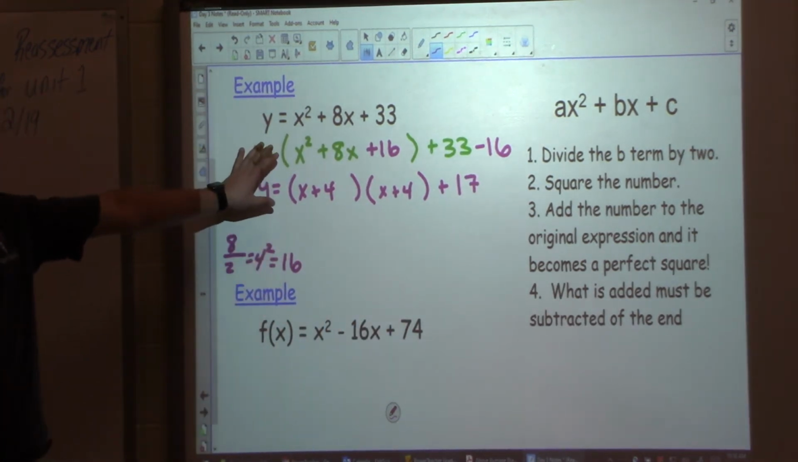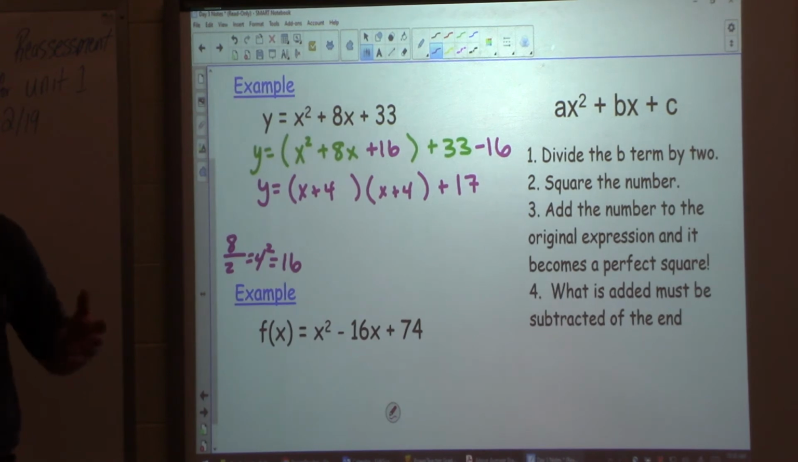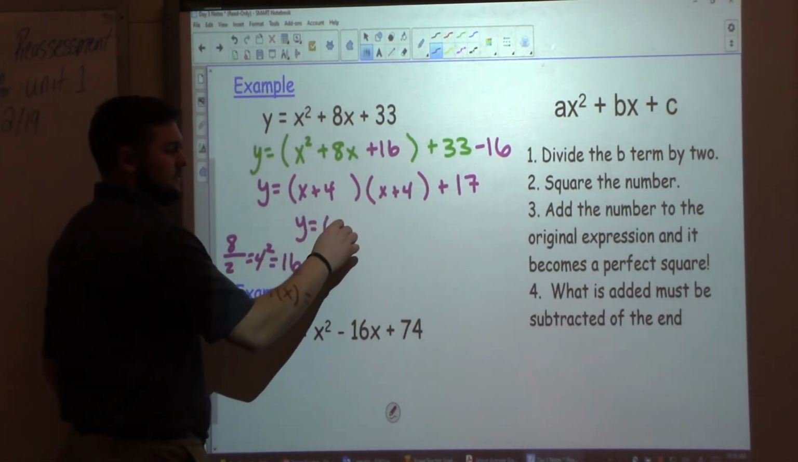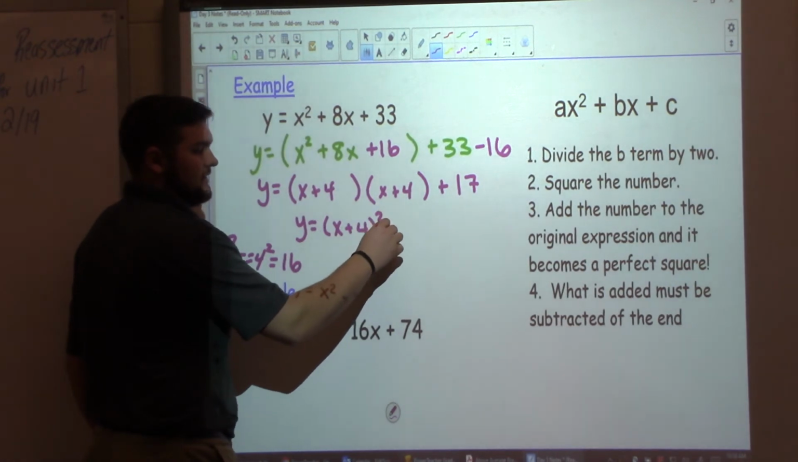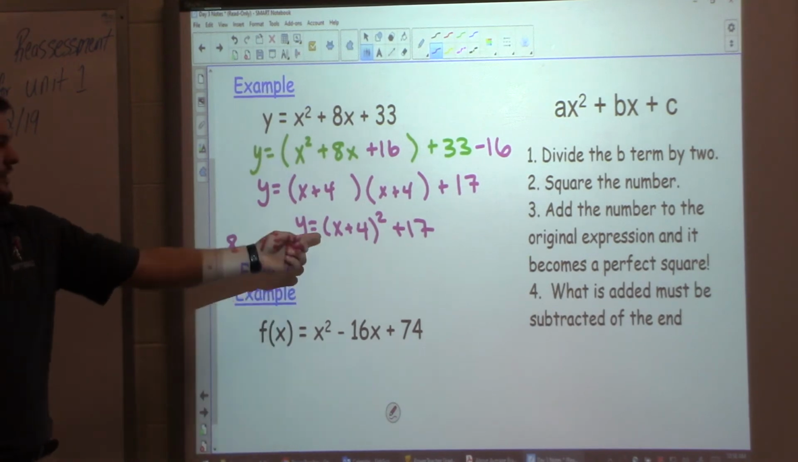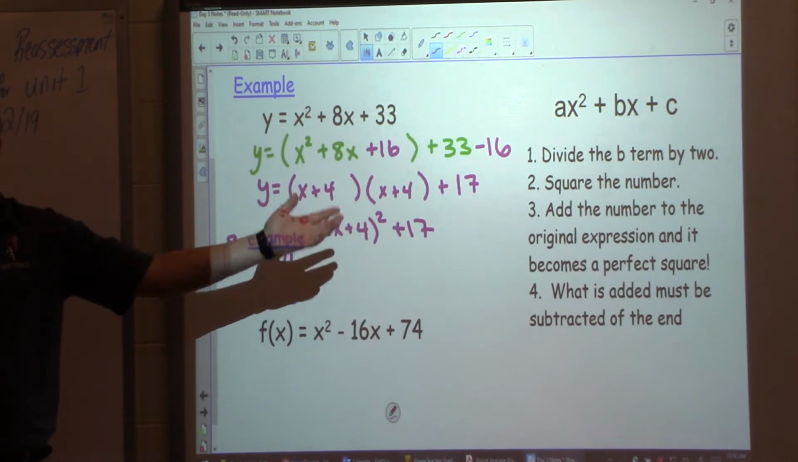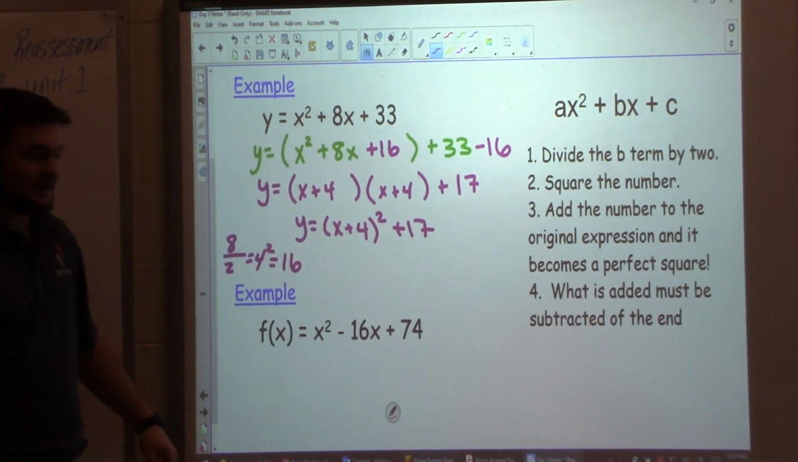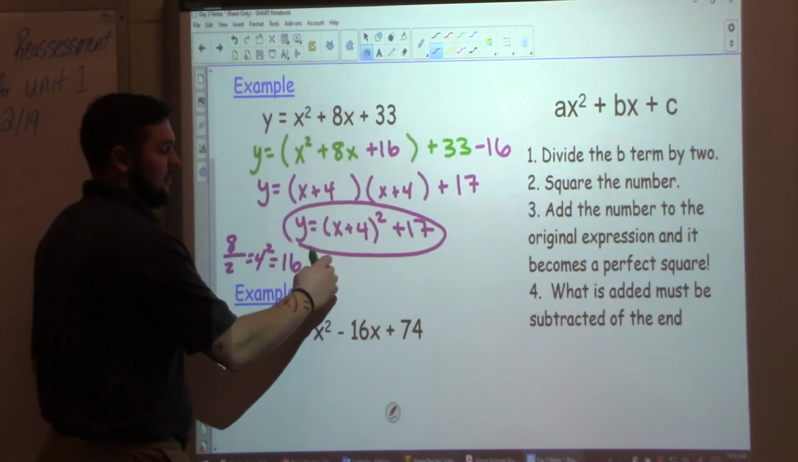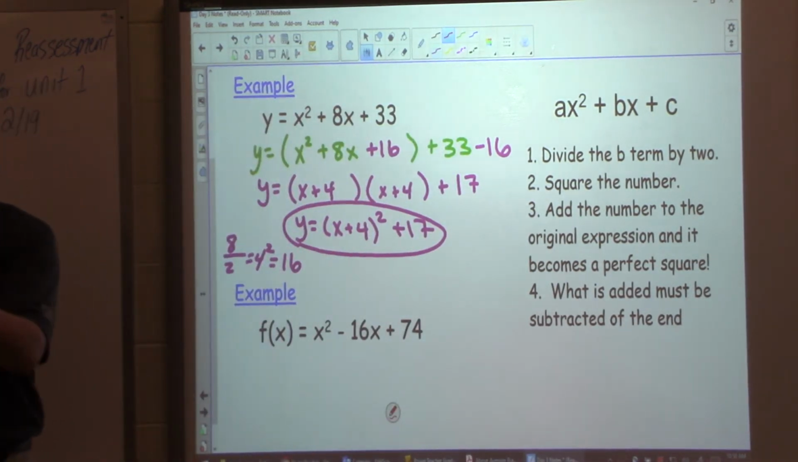Does everyone follow me so far? Do you have any questions yet? Okay. Well, if I have x plus 4 times x plus 4, I can rewrite that as x plus 4 squared, plus 17. Well, hold on a minute. That looks a lot like vertex form, doesn't it? Yeah, we're good. We're done with that problem. So you need to complete the square to get us there.